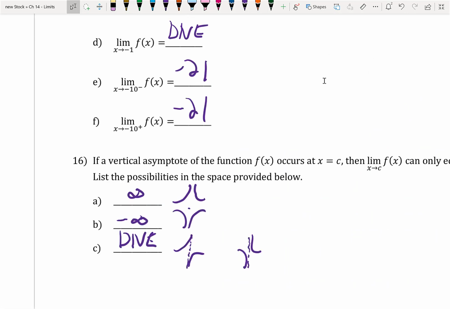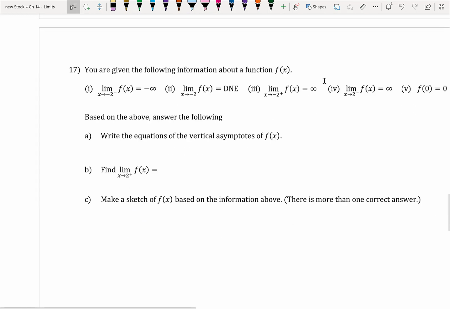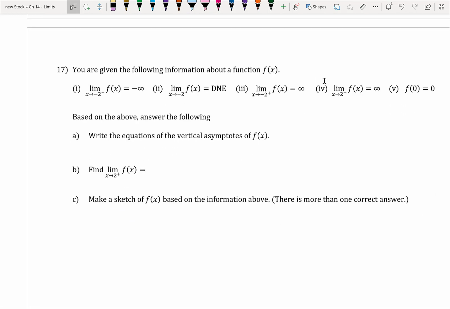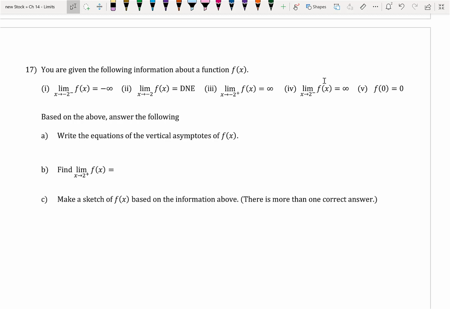We're not done, are we? Yeah, there's 17. I want you to actually read this. This is a question type you guys should love or not love. Actually, my students generally don't love these kinds of questions. You're given the following information about a function f of x. First things first, all 5 of these points are about the same graph. It's saying that as x approaches -2 from the left, the limit is negative infinity. As x approaches -2, the limit does not exist. As x approaches -2 from the right, f of x is positive infinity. As x approaches 0 from the left is infinity, and f of 0 is 0. Based on the above, answer the following. What are the equations of the vertical asymptotes? Where are they?